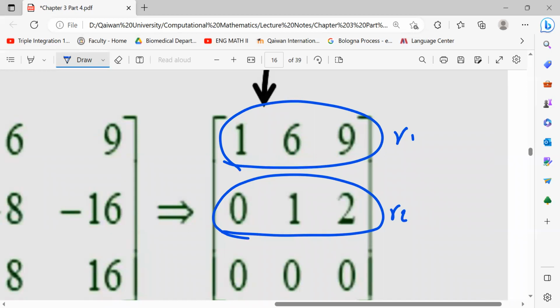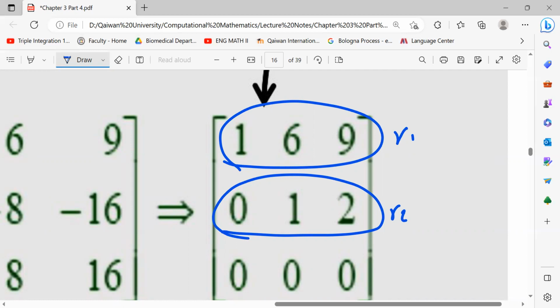These two are bases for the row space. Okay, and what's the dimension? How many bases do you have here? 2. We have R1 and R2. So the dimension is 2, or the rank is also 2.